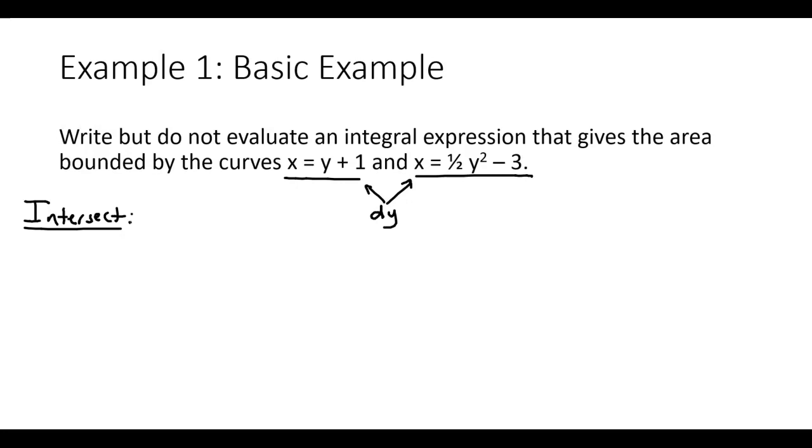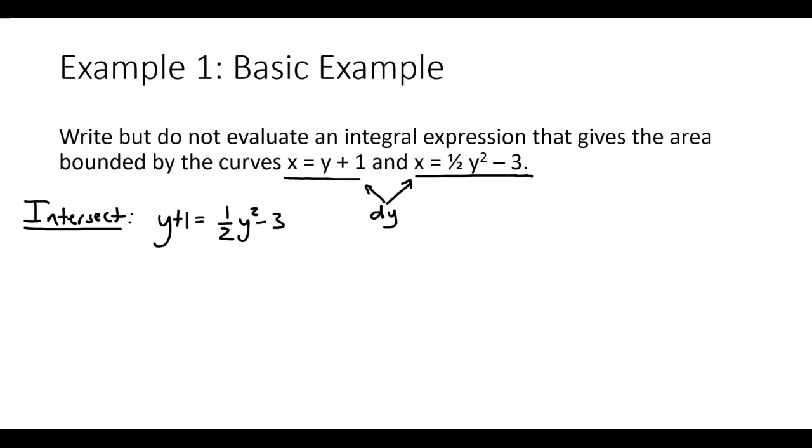The steps for doing this are the same as all the other steps. We're doing things with respect to y instead of x. So the first step is to find where those two functions intersect. How do you do that? You set them equal to each other. So we're going to say y plus 1 is equal to 1/2 y squared minus 3.